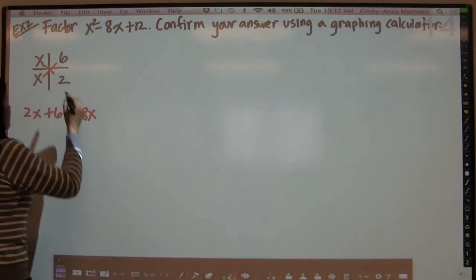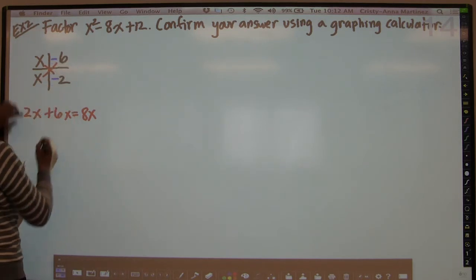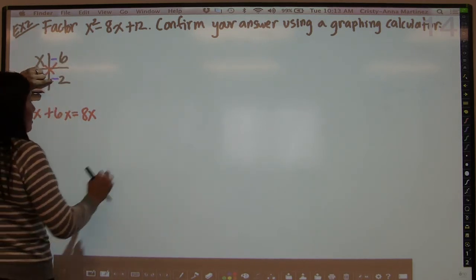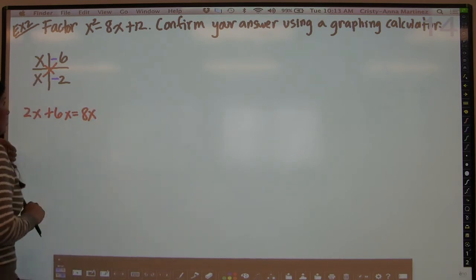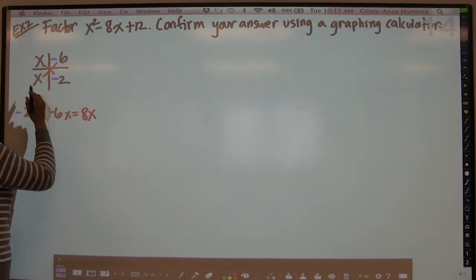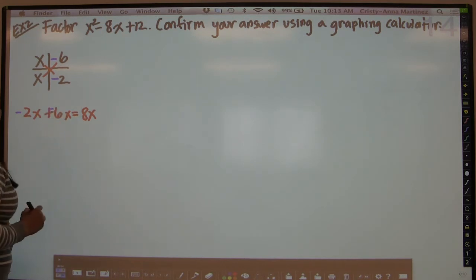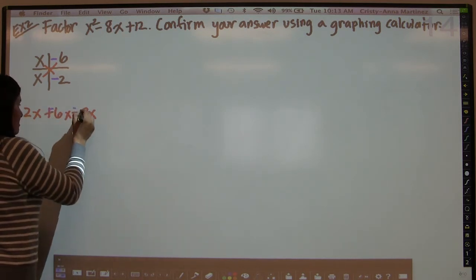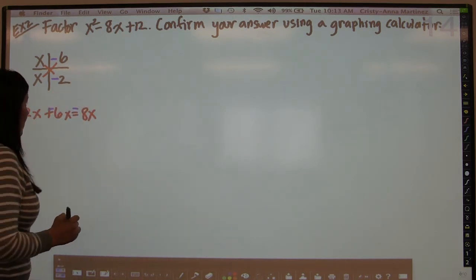So what we're going to do is make them both negative because negative 6 times negative 2 will also give me a positive 12. So don't rule out the option of having negatives in there. And then that time when I get x times negative 2 is negative 2x, x times negative 6 is negative 6x, and 2 negatives make a bigger negative, that's negative 8x, and now everything works the way it's supposed to.